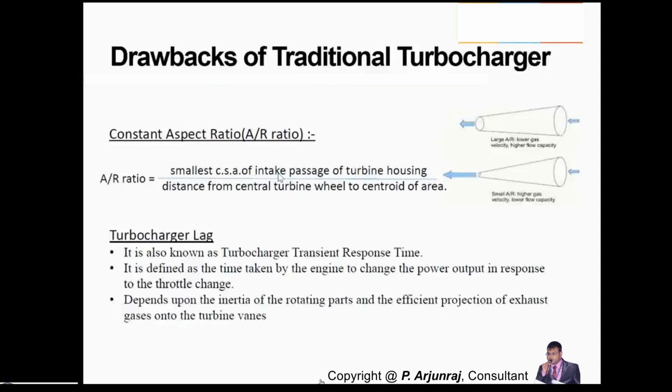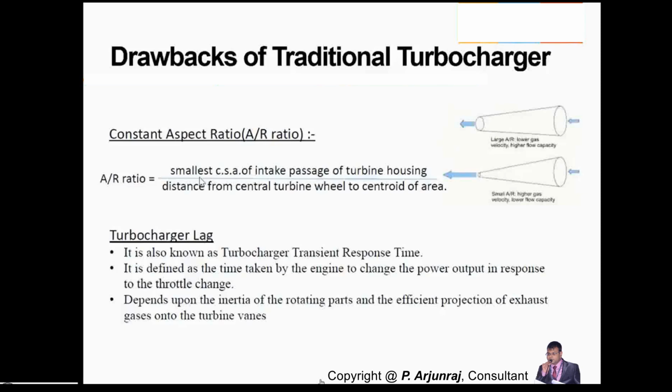So how can I define this aspect ratio? It is defined using the smallest cross-sectional area. CSA stands for the cross-sectional area. You can see the cross-sectional area of this is higher than this one. So when the cross-sectional area is smaller, you have the smaller aspect ratio. When the cross-sectional area is higher, you have a higher aspect ratio.